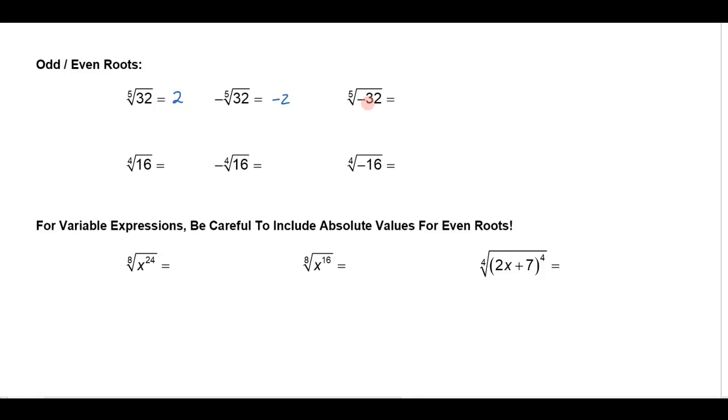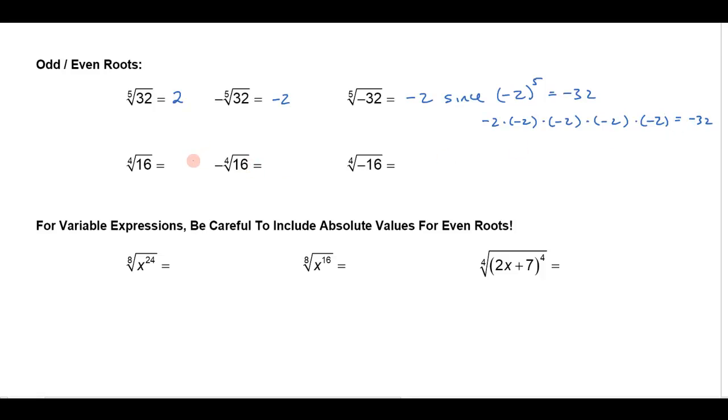The fifth root of a negative 32, I'm looking for the number I'd multiply by itself 5 times to get a negative 32. And I can do that. And that's actually negative 2, since if I take negative 2 and multiply it by itself 5 times, that does give me negative 32. All right, negative 2 times negative 2 times negative 2, well, there's negative 8, right? Another negative 2 makes positive 16, and another negative 2 does make negative 32.